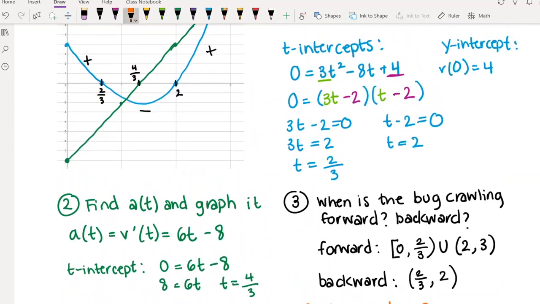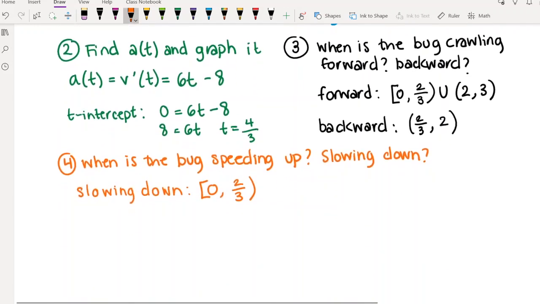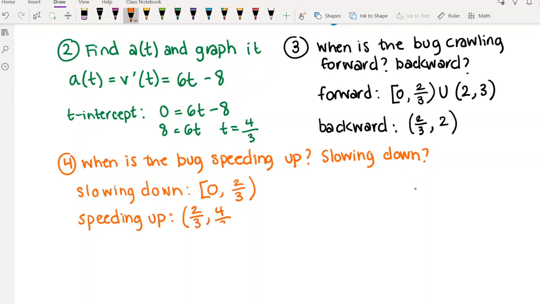And then from 2/3, as we move to the right, they're both negative, right? So that means that the bug is crawling backward and it's also accelerating in the negative direction. And so because they're both negative, it's speeding up. It's speeding up, but it's also going backward, speeding up in the negative direction. And so that continues until 4/3, right? 4/3 is where the acceleration changes sign and becomes positive. So that tells us that it's speeding up from 2/3 until 4/3.